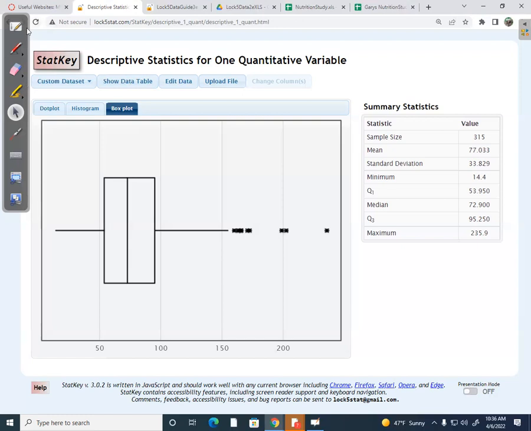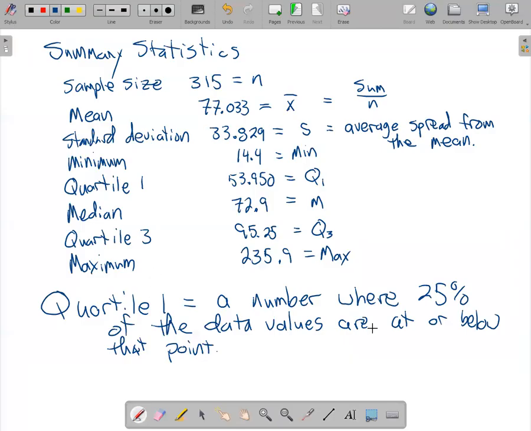All right, so I mentioned what Q1 was here. Want to take a wild guess at what Q3 would mean? Yeah, the third quarter, which would be 75% of the data, is at or below that point.